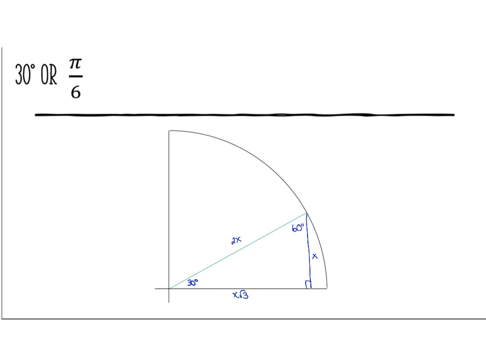Just to keep you guys reminded of your radians, 30 degrees is the same as pi over 6. So we can be talking about it either as 30 degrees or pi over 6. I'm just going to leave it as 30, 60, 90 for now.